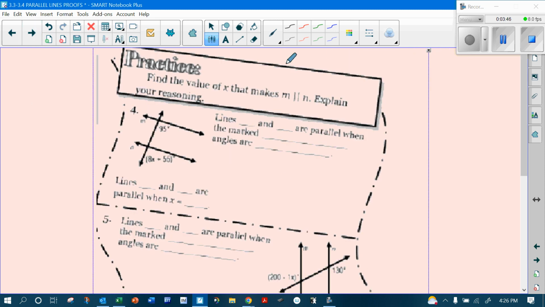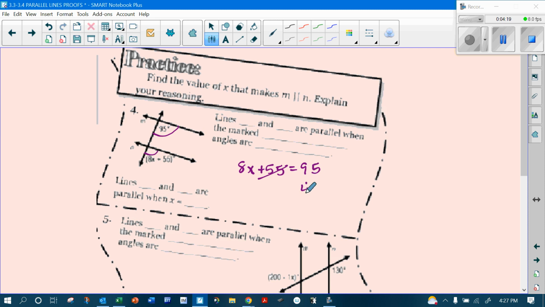All right. Now, I know this is a little hard to read. I apologize. Find the value of x that makes m and n parallel. So now we're just going to assume that they're parallel so we can solve for x. And if it works, then great. So first of all, these are in a corresponding position. So I am going to say that 8x plus 55 is equal to 95. So I'm going to subtract 55 from both sides. That gives me 40, and I still have 8x left. Then I'm going to divide both sides by 8. So 8 times 5 will give me 40.